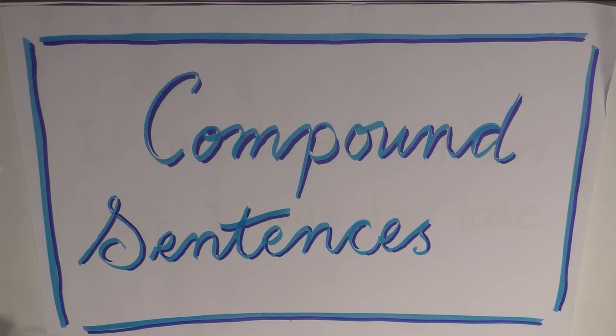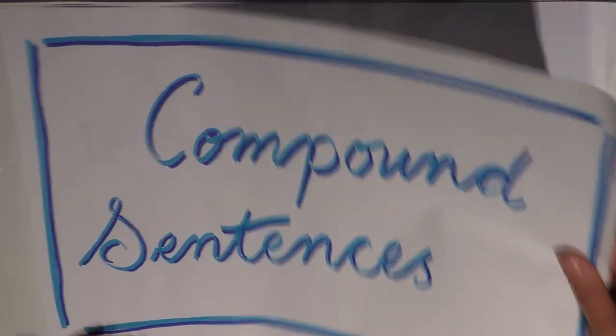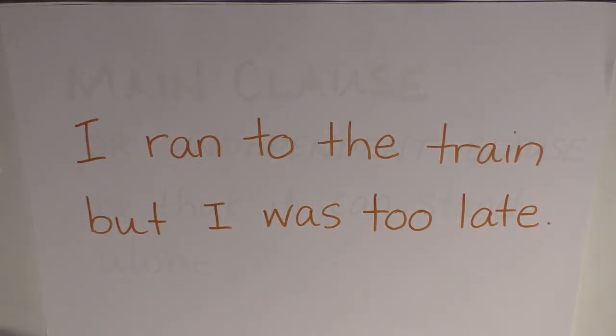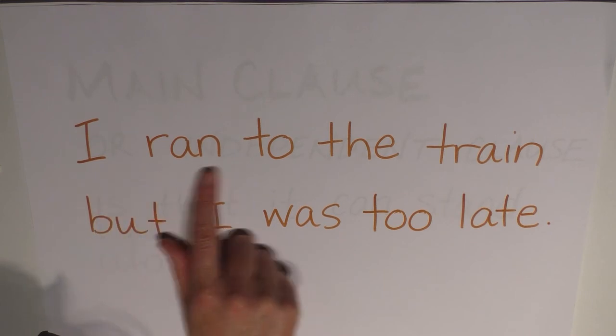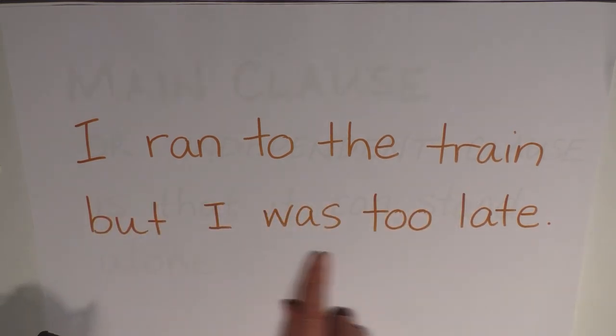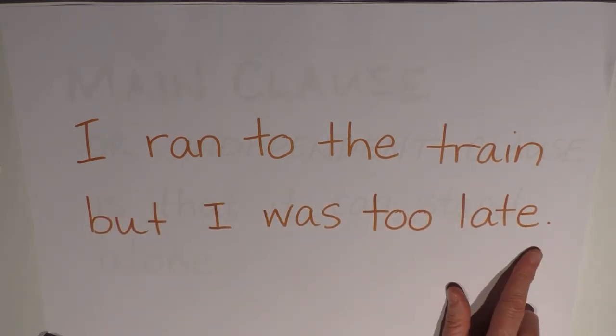Now a compound sentence, what we're looking at today, is made up of two or more clauses. But not all sentences with two or more clauses are compound sentences, so let's take a closer look. Consider the following sentence. I ran to the train, but I was too late.